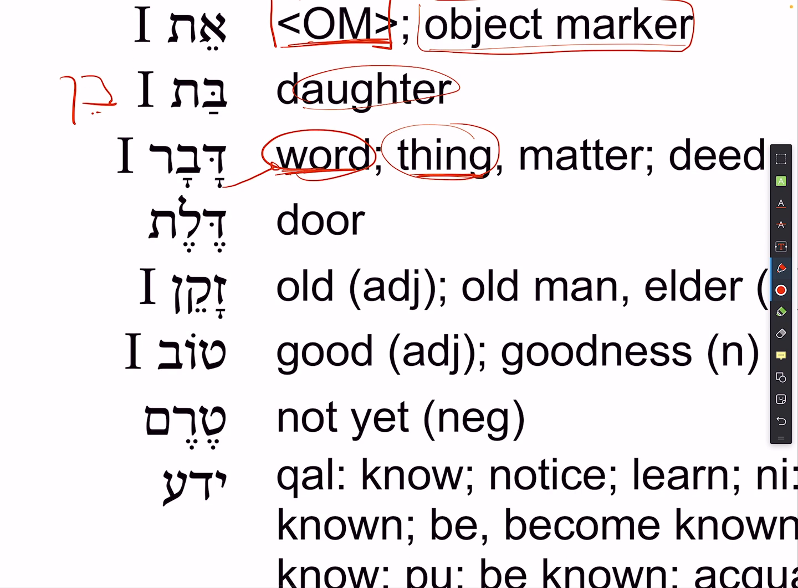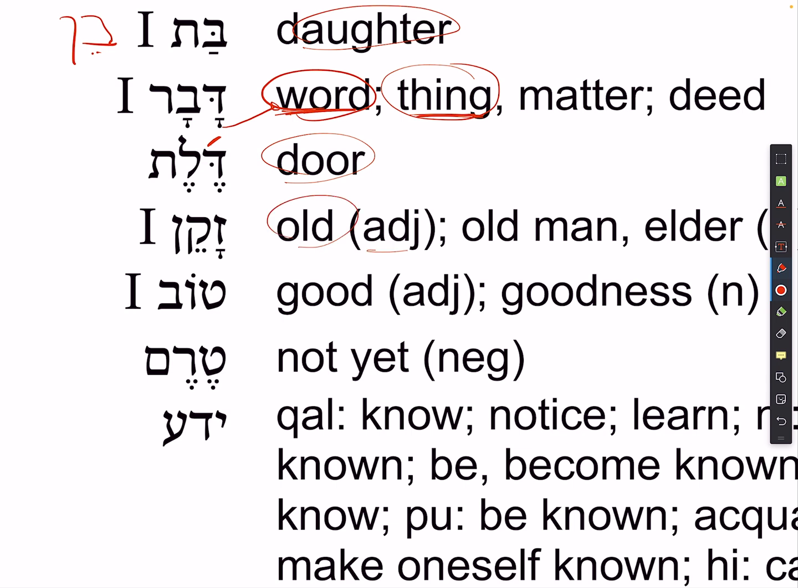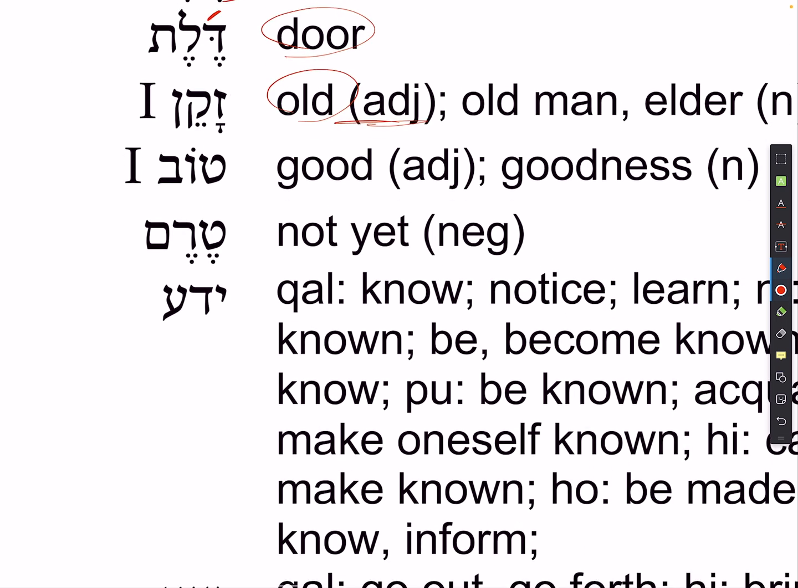Delet. Segolate, accent on the penultima. Door. Zaken is an adjective, means old. Zaken. Tov is the adjective good, a good boy, or a good day. Think about Genesis 1, and he saw that it was tov, it was good.